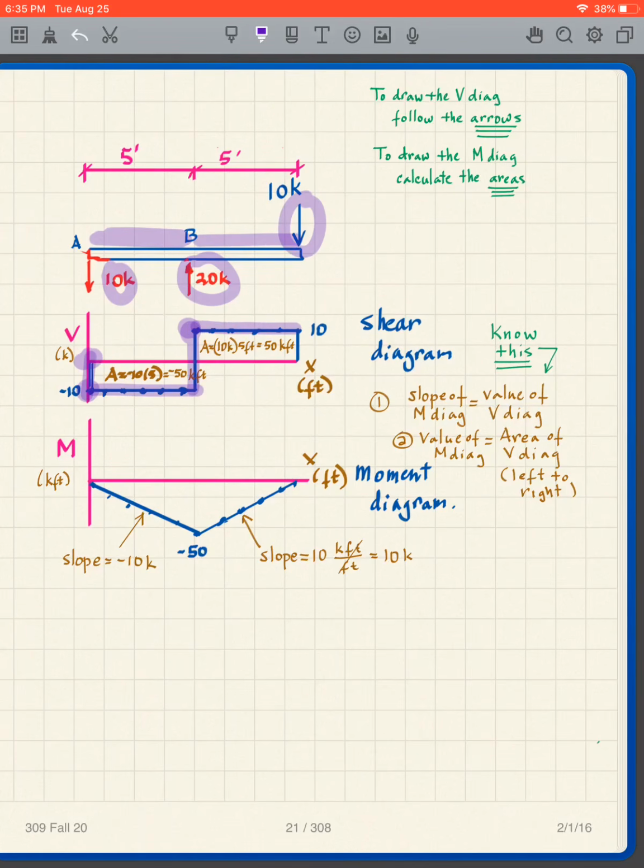Then I hit that 10, it says go down 10. I end up at 0. So I started at 0, I ended at 0. And I followed the arrows. Down 10, over, up 20, over, down 10. Started at 0, ended at 0.